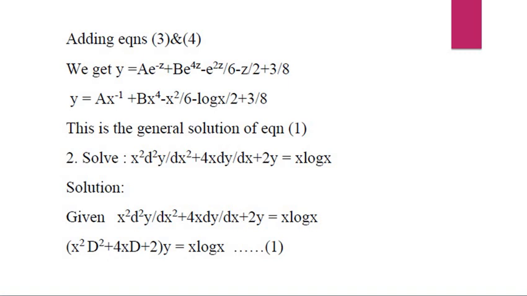Now let us solve one more problem under Cauchy's homogeneous linear differential equation. Consider x squared d squared y by dx squared plus 4x dy by dx plus 2y is equal to x log x. That can also be written as x squared D squared plus 4x into D plus 2 into y is equal to x log x. That will be taken as 1.